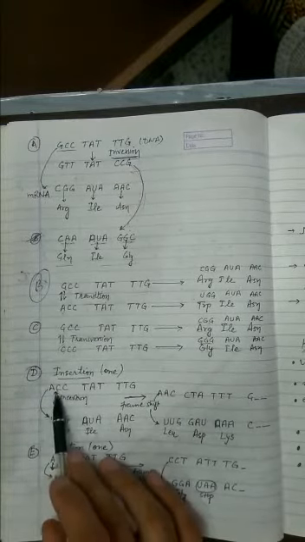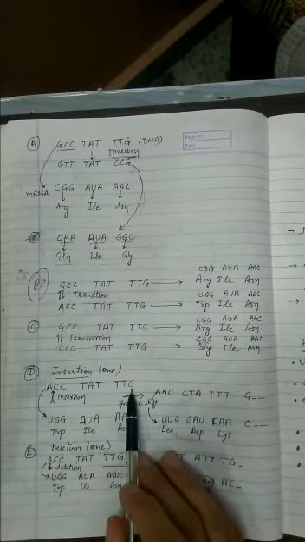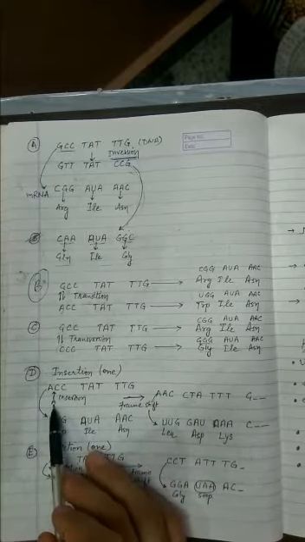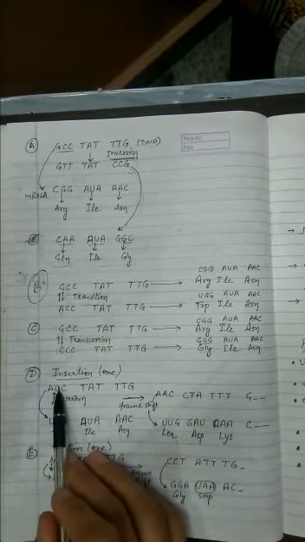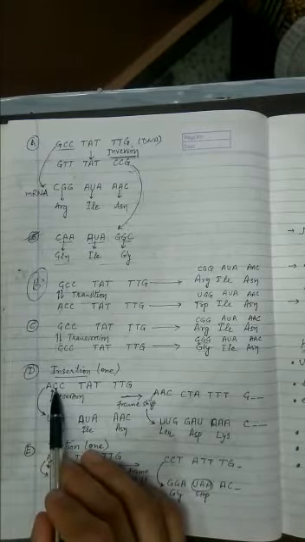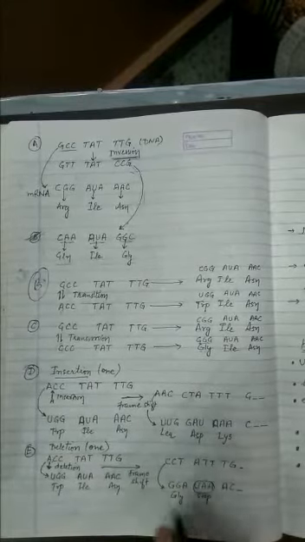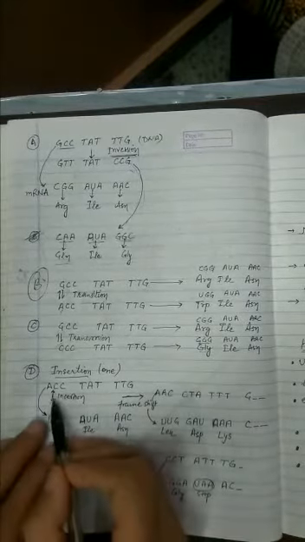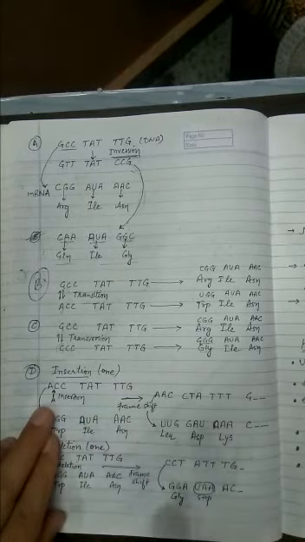Now imagine ACC, TAT and TTG is the information on the DNA, and you insert an additional A here. Once you insert an additional A here, the reading will change. Now the reading will be AAC, then CTA. So the reading is going to change from one step. From which step? From the step where you have added the new information. From that point onwards, the reading is going to change.